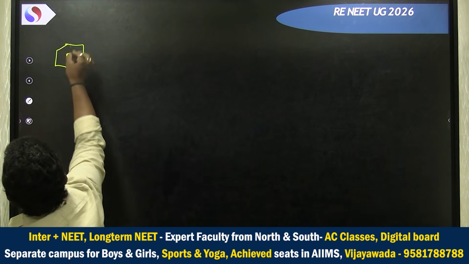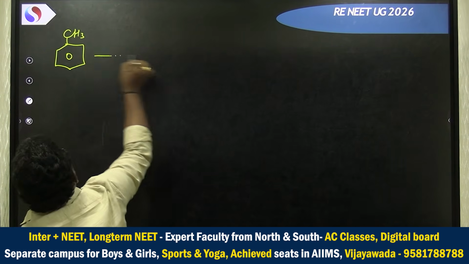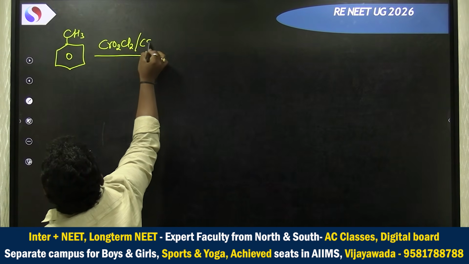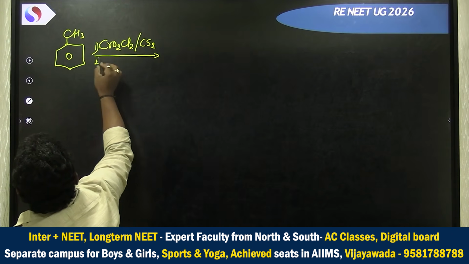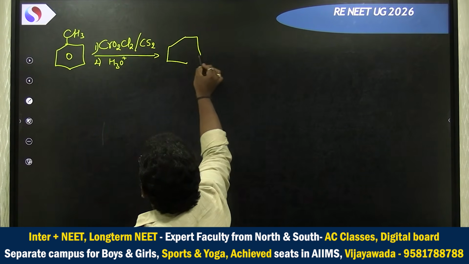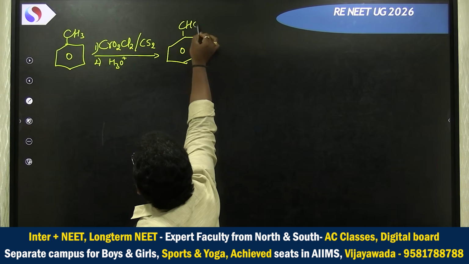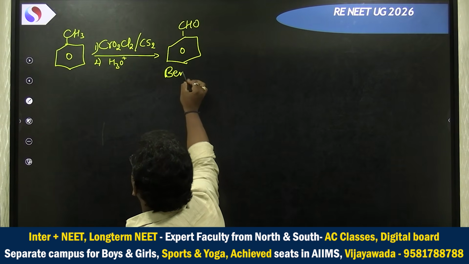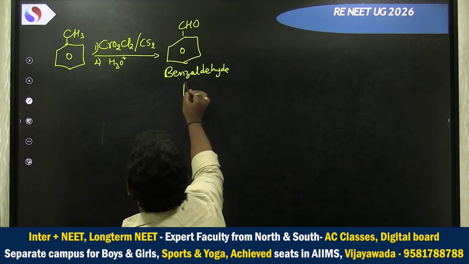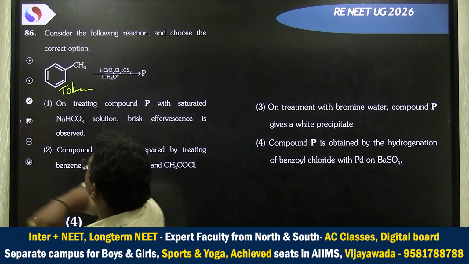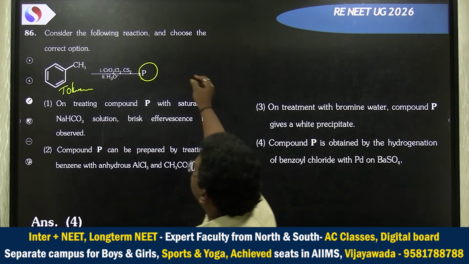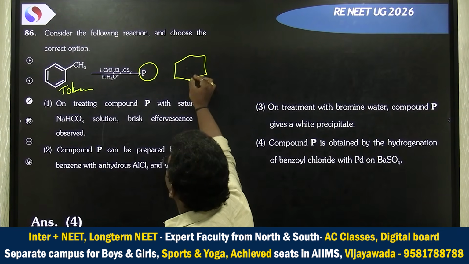సరే, టోలిన్ when treated with CrO2Cl2 in presence of carbon disulfide followed by hydrolysis, product is benzaldehyde. దీన్ని ప్రొడక్ట్ పి అన్నారు అంతే కదా, క్వశ్చన్‌లో చూడండి ప్రొడక్ట్ పి బెంజాల్డిహైడ్. ఇప్పుడు క్వశ్చన్ చూద్దాం. యాక్చువల్‌గా మనకు వచ్చిన ప్రొడక్ట్ ఏంటన్నా బెంజాల్డిహైడ్.